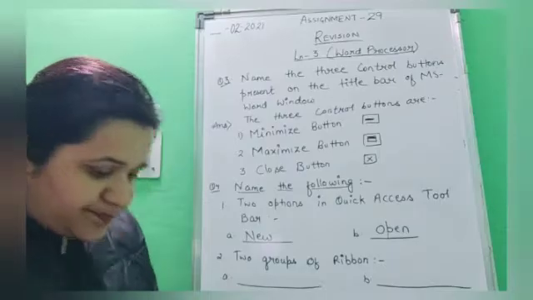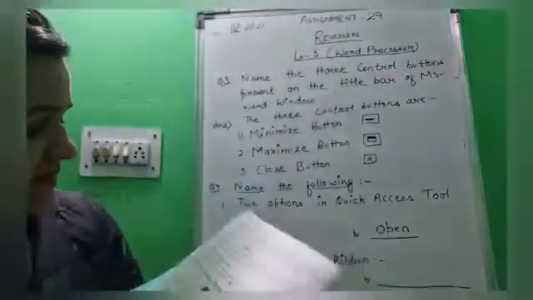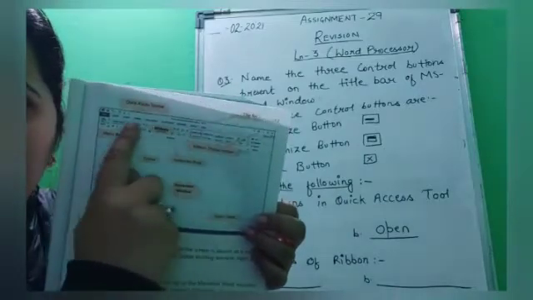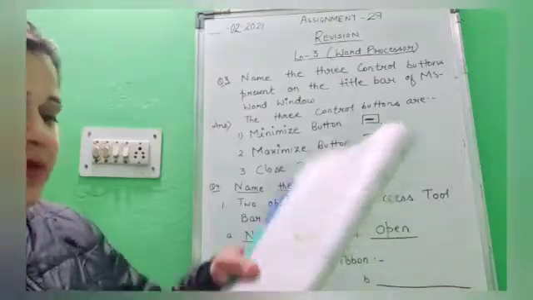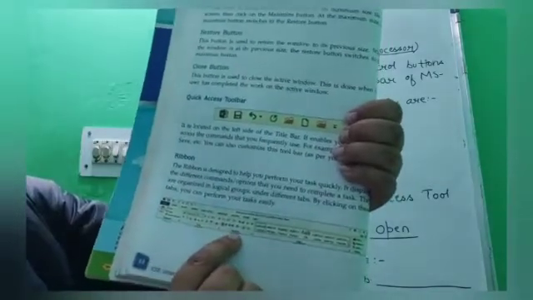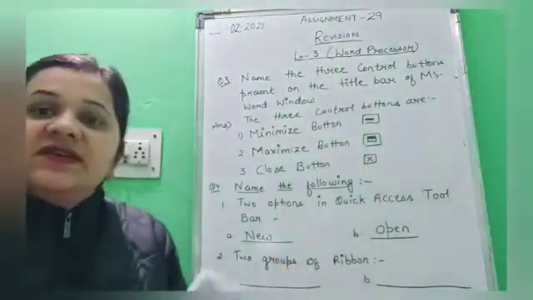Now children, this is the ribbon portion. This whole part at the top of the window is known as the ribbon. Here it is saying two groups of ribbon. See children, these are the groups. The first group is clipboard, the second group is font, third is paragraph, then styles, and so on. So these are the different groups into which the ribbon is divided.